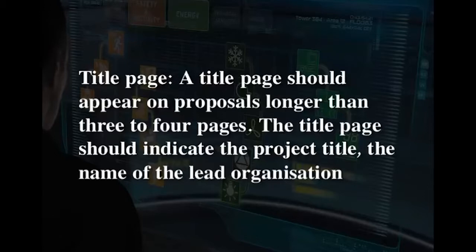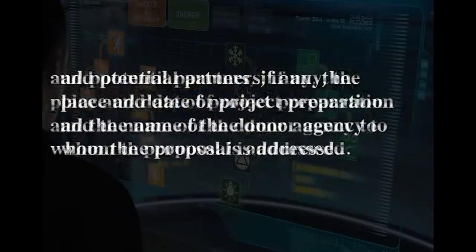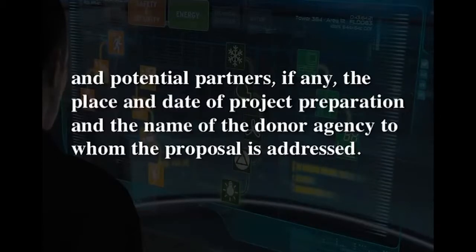The project proposal should be a detailed and directed manifestation of the project design. It is a means of presenting the project to the outside world in a format that is immediately recognized and accepted. A full proposal should have the following parts, that is, title page. A title page should appear on proposals longer than 3 to 4 pages. The title page should indicate the project title, the name of the lead organization and potential partners if any, the place and date of project preparation and the name of the donor agency to whom the proposal is addressed.